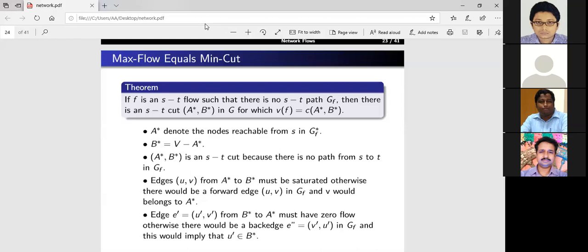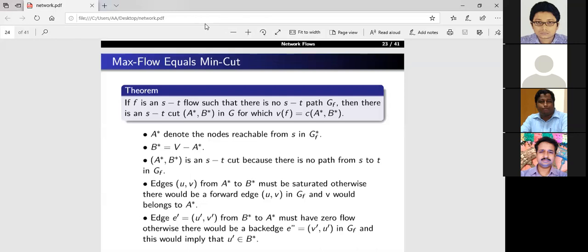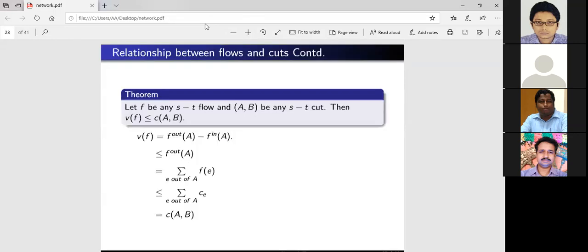Now, go back: value of every flow is less than or equal to capacity of every cut. So if we have a particular flow which is equal to capacity of a particular cut, then you know that this flow has maximum value and this cut has minimum capacity. So that brings us to here.